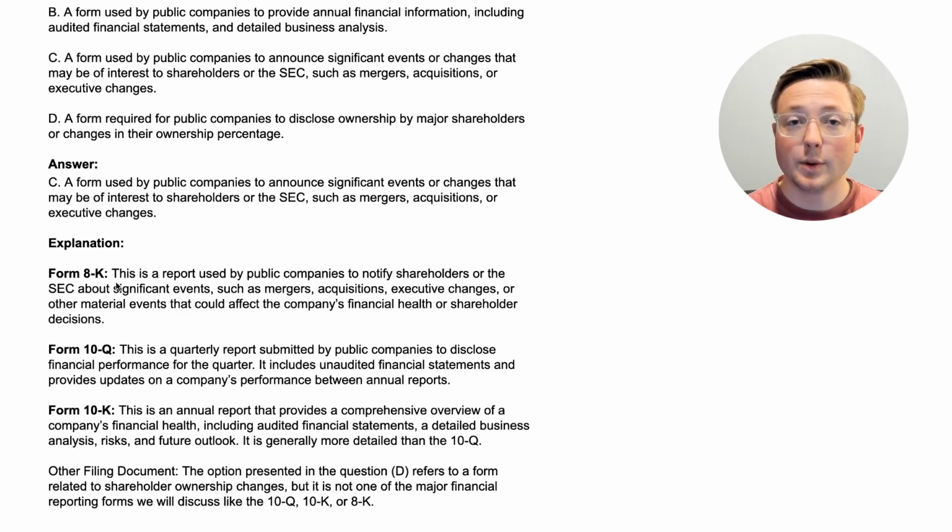Okay, now that we know the purpose of these different statements, let's talk a little bit about the different requirements for how these are supposed to be filed. So let's go to the next question.